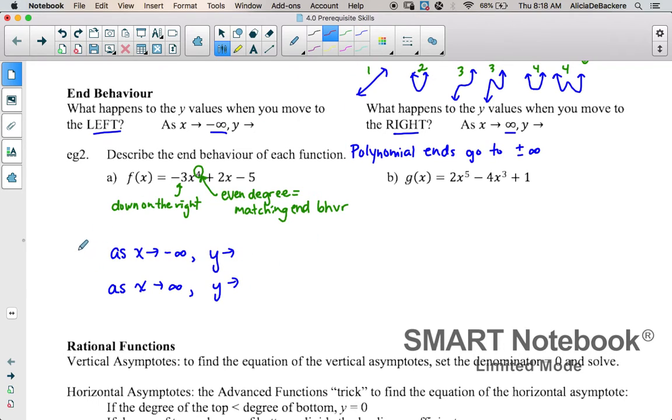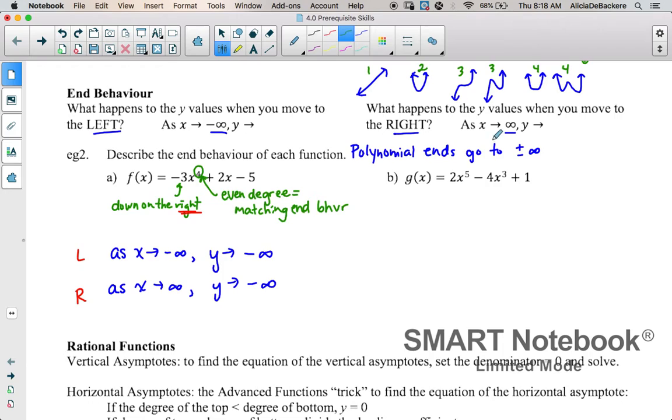So remembering here that this is the left and this is the right. I'm going to start with the right because I know that on the right it heads down. So starting with the right here, I know it's going to head down, and then I use the degree to help me fill in the other one. It's an even degree, so it matches, so I'm just going to write down the same thing.